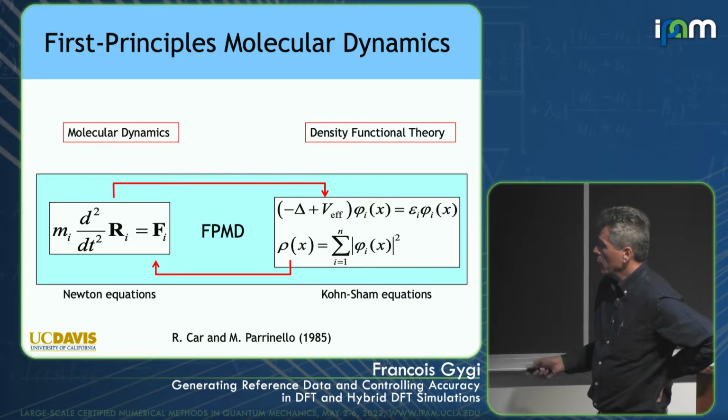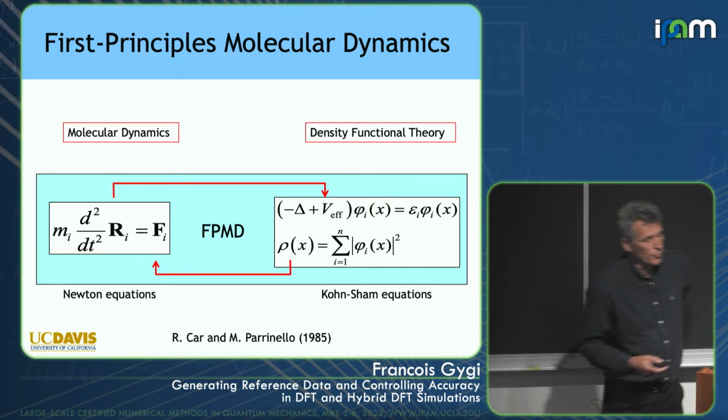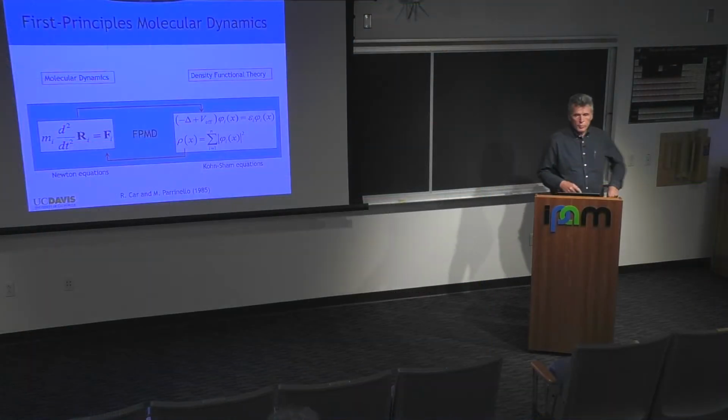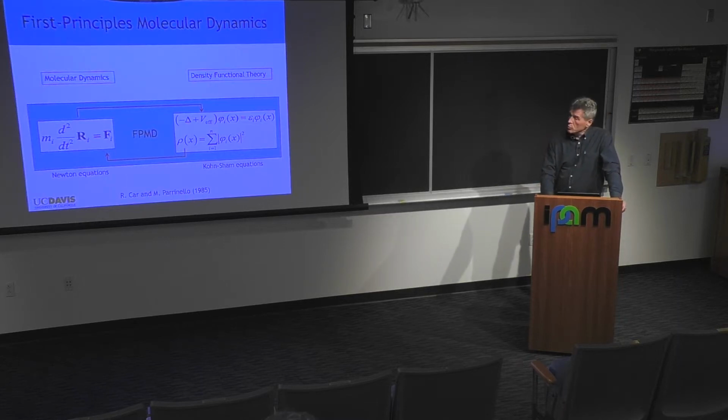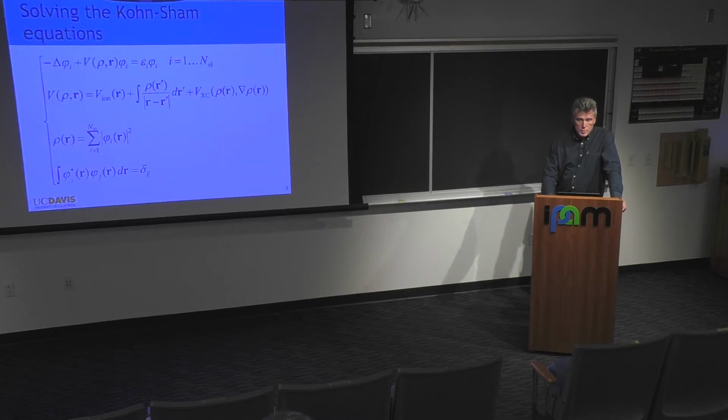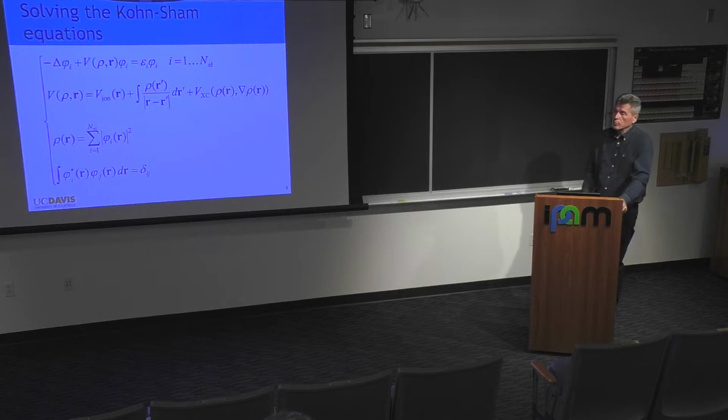So this was really pioneered by Carl Parrinello back in '85, and many refinements came later on, and many ways to accelerate that process led to a lot of understanding of rather complicated systems. So what you have on the right, in this box on the right, is the solution of the Kohn-Sham equation. So something that I expect most of you are completely familiar with.